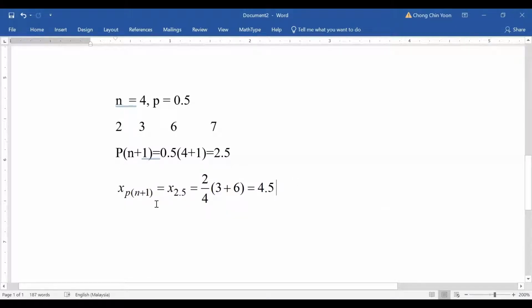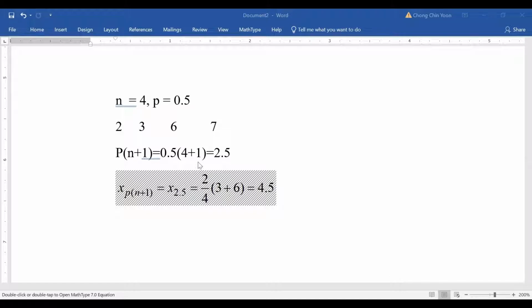Okay, so you will have this. So this is my pi. This is my pi value. Okay, in other words, actually this is my pi 0.5.